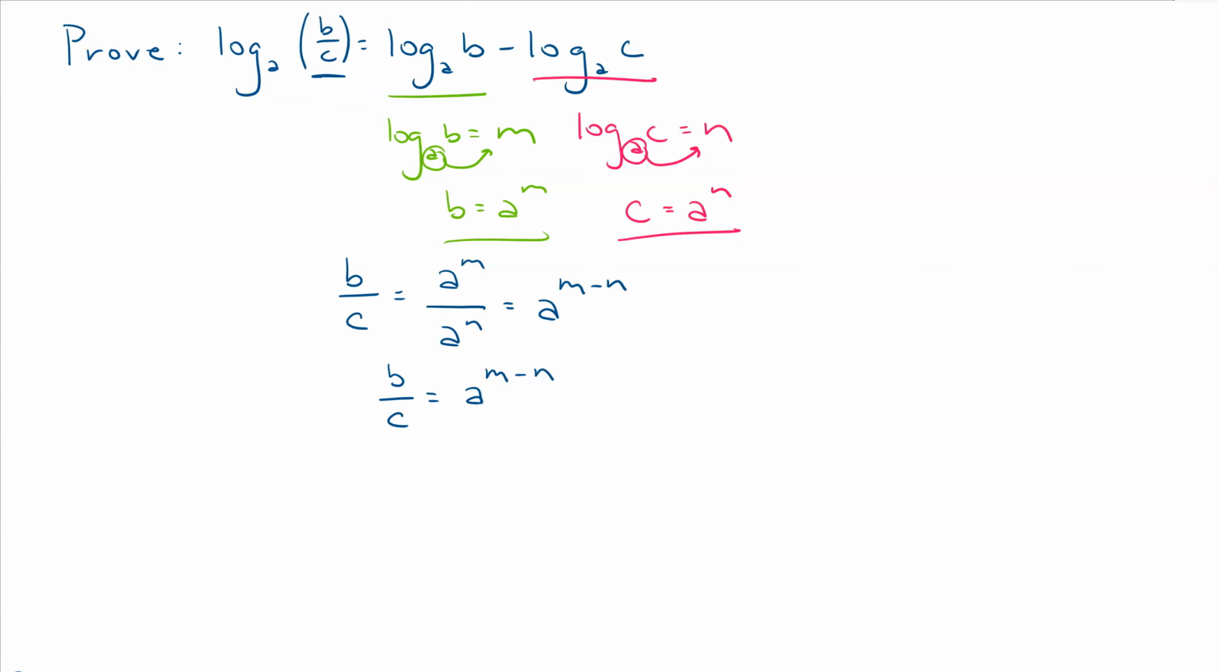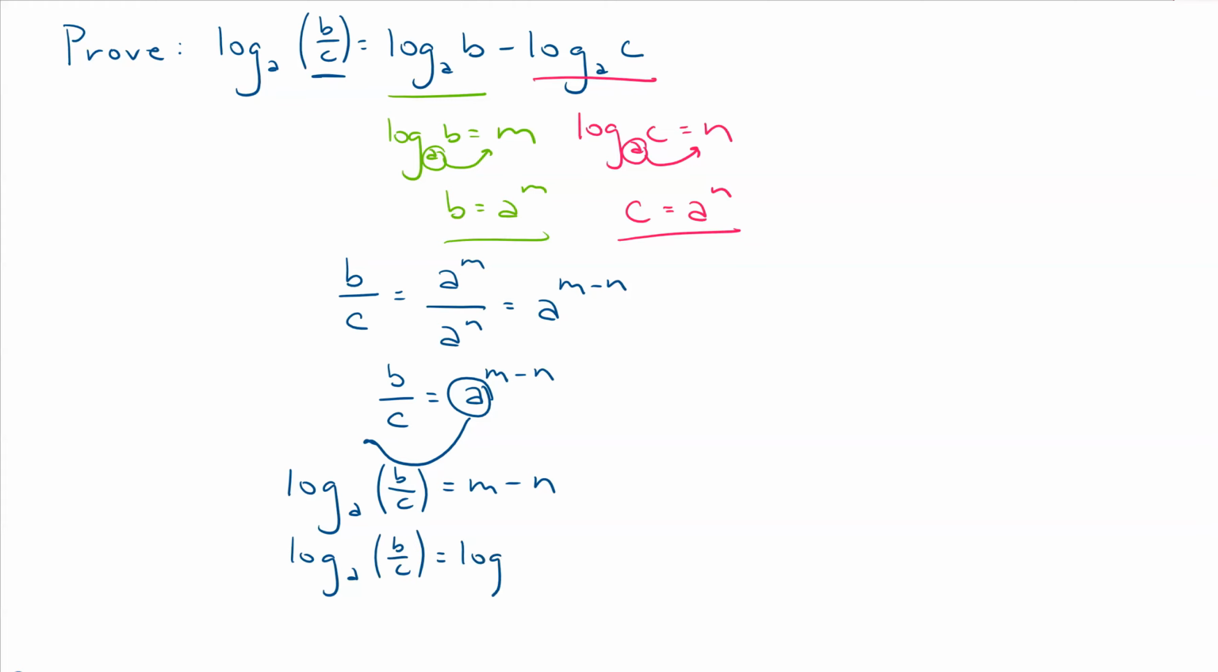currently in exponential notation. Let's take it back to logarithmic notation. So the little ducky ducks back under, the log floats back over. I get log base a of b over c equals m minus n. Substituting m and n out, I get log base a of b minus log base a of c.